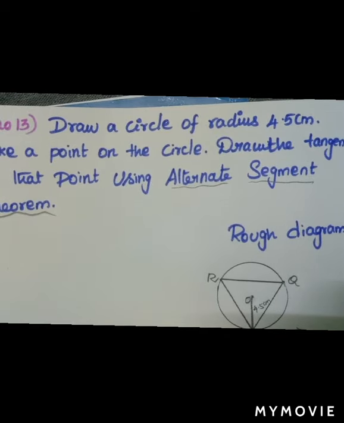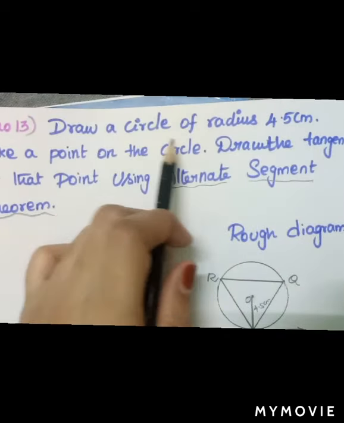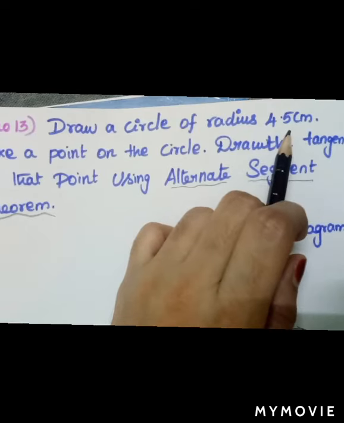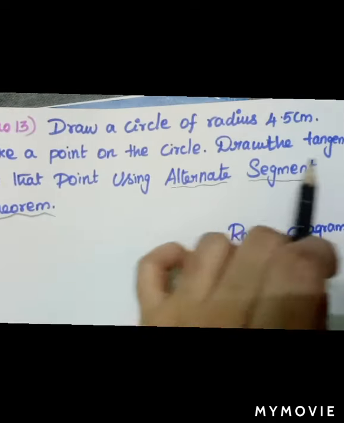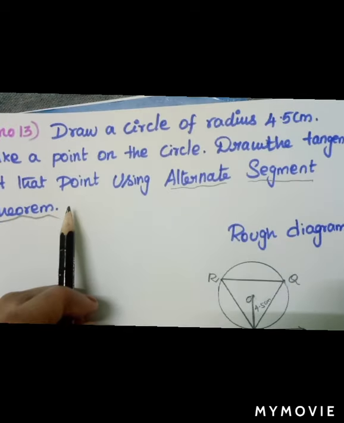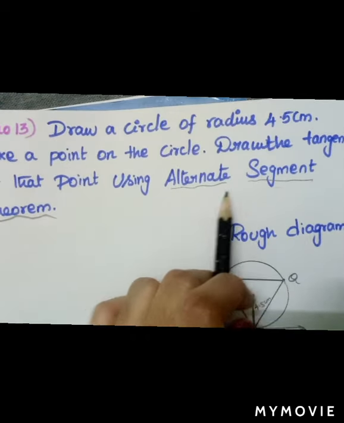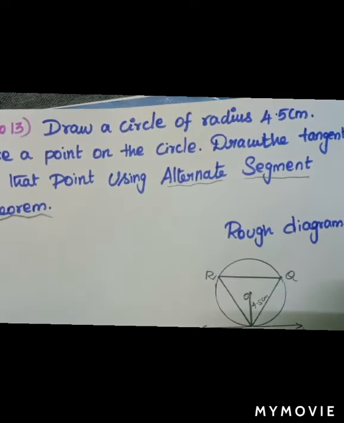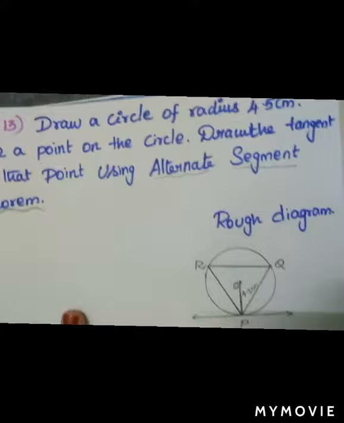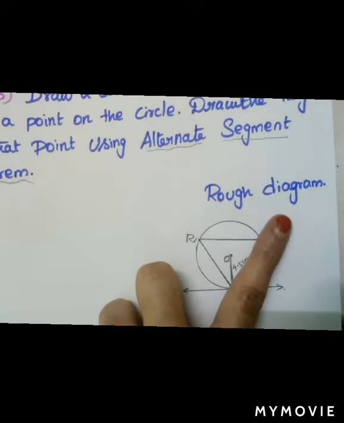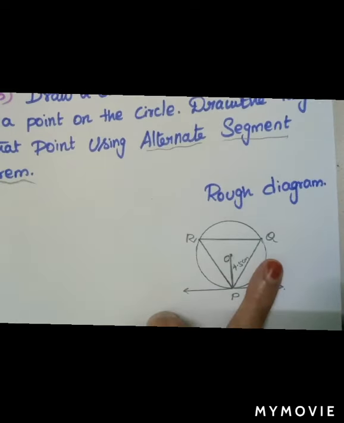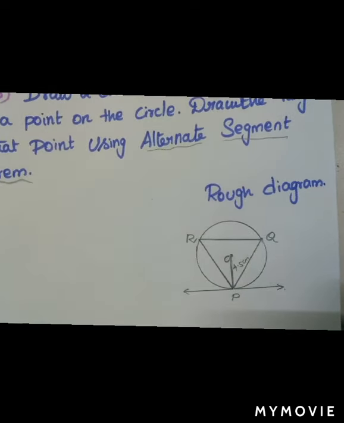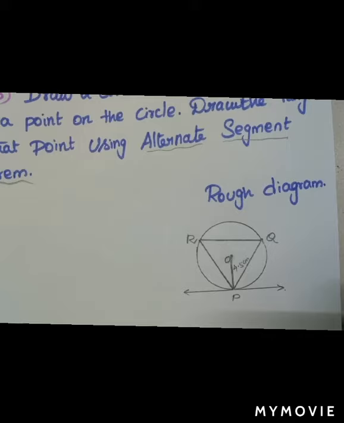Okay, now listen to your question number 13. Draw a circle of radius 4.5 cm. Take a point on the circle. Draw the tangent at that point using alternate segment theorem. This is your second model question. First look at your rough diagram: one circle and one tangent you got, and two chords here. Let's see how to draw. Follow your rough diagram and draw your fair diagram.